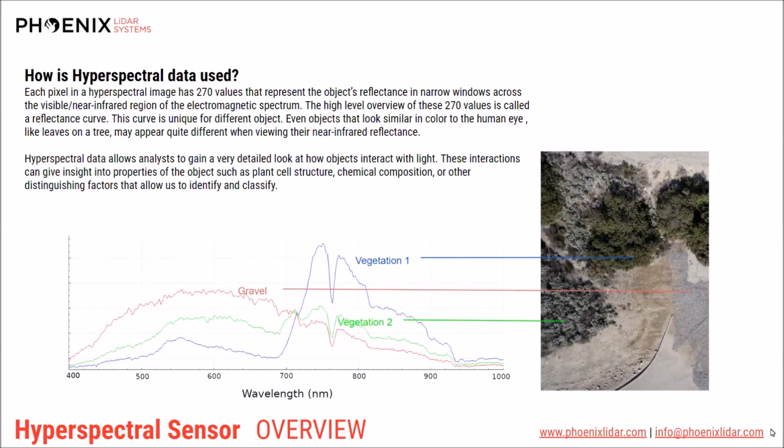These spectral response curves, like shown in that graphic, can differ greatly between different objects in a scene. They show the way that these objects interact differently with light. And that can give us a lot of insight into objects' physical properties, like plant cell structure, water content, chemical composition, for example. And these insights help with a variety of analysis routines like segmentation, identification, etc.